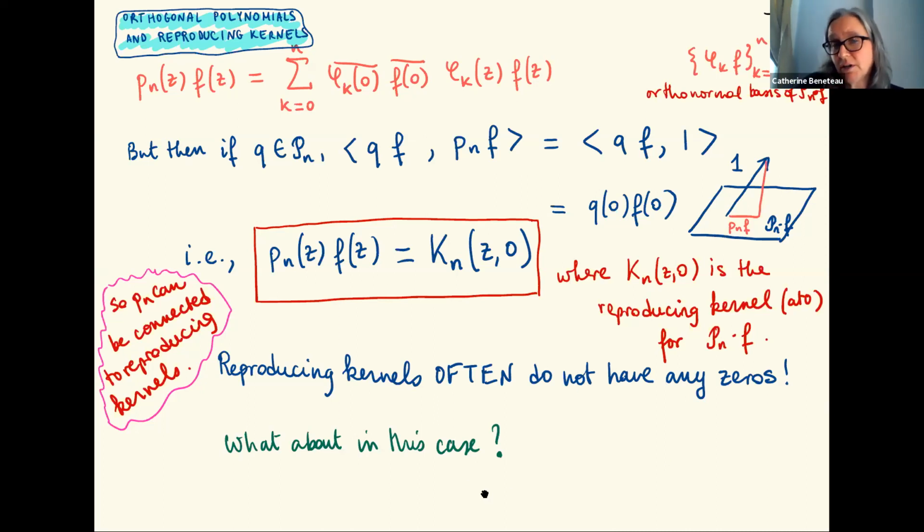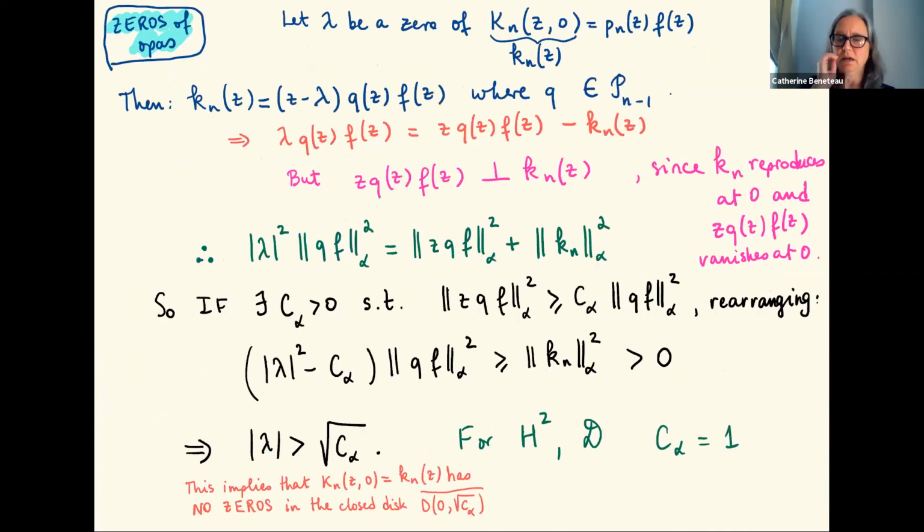Okay. So what can we say about these zeros of this object? At least the zeros of Pn is what I'm really interested in. Let's say even if f has no zeros in the disk. Do these reproducing kernels have zeros or not? All right. So let's see. Well, what happens if this reproducing kernel, let's call it little kn of z, had a 0 in the disk? Let's say it has a 0 at lambda, okay?